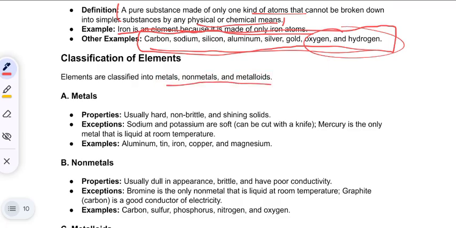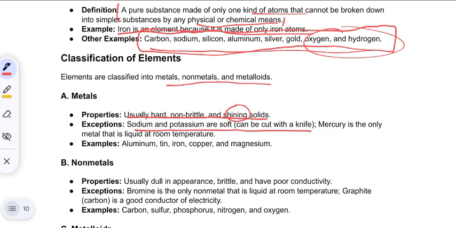Now, first, metal properties. They are usually hard, non-brittle, and shining solids. They shine every time. You can see the property of shining in them. Exceptions. Chemistry is full of exceptions. Sodium and potassium are so soft that they can be cut with a knife.